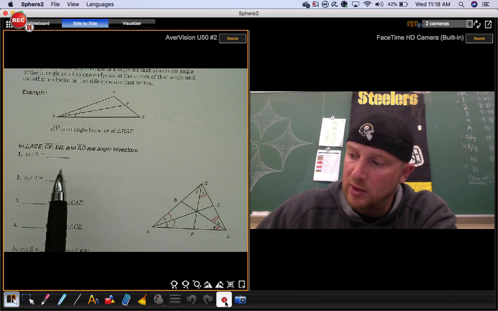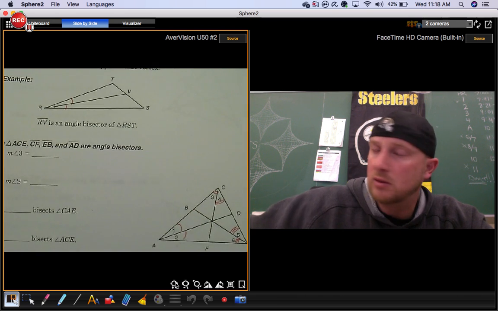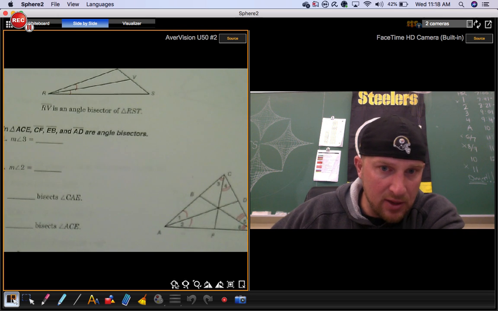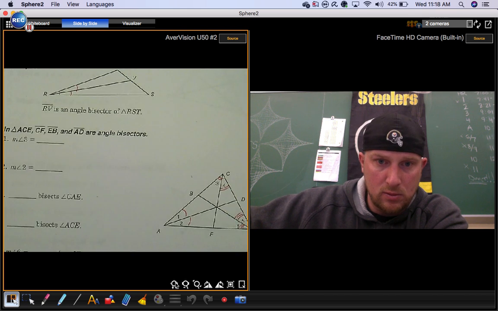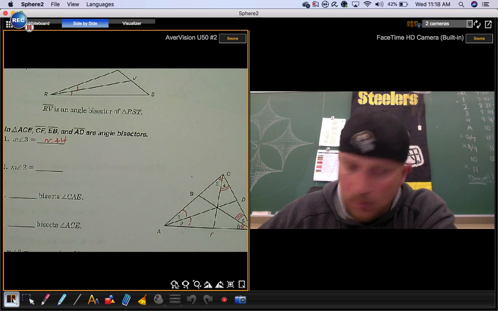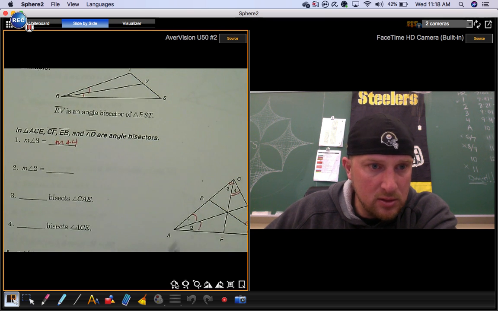So let's just fill in the blanks. I'll try to enlarge this a little bit. The measure of angle 3 is going to be the same thing as the measure of angle 4. The measure of angle 2 is going to be the same thing as the measure of angle 1.